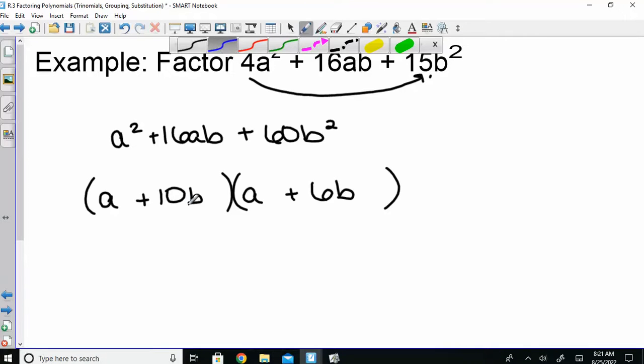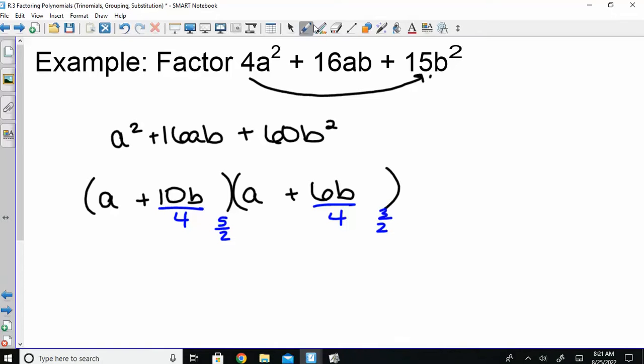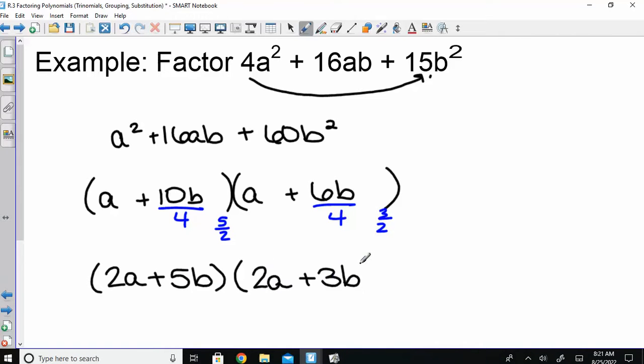Okay? Don't forget to divide by 4. Alright, so 10 over 4, that reduces to 5 over 2. 6 over 4 reduces to 3 over 2. So we get 2a plus 5b and 2a plus 3b.